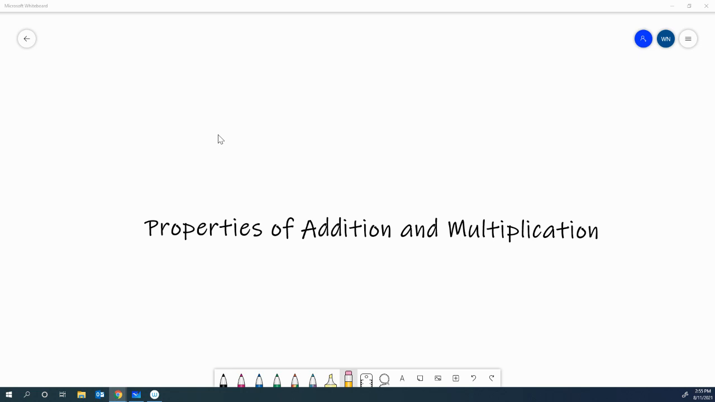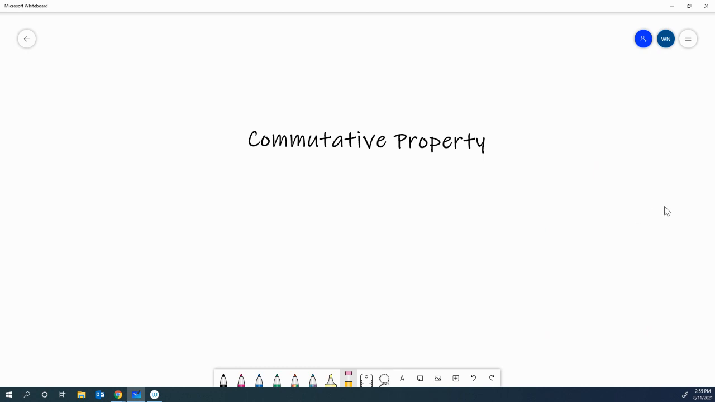Working on the properties of addition and multiplication. So properties are just kind of a fancy way of saying rules in math. So what we're going to be doing here are rules that you can use anytime you're doing addition and multiplication. Let's start out with the commutative property.